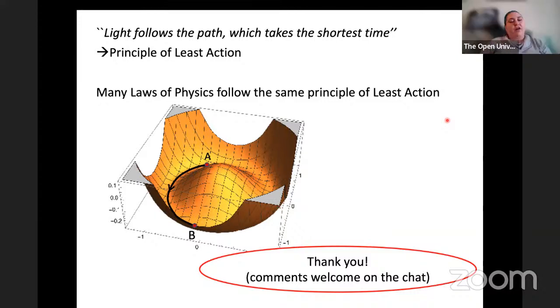Right. And Paul offers us one last example. Soap bubbles are great to reveal solutions of least energy. Thank you very much, Paul, for giving that example. Yes, thank you. That's a very good example.